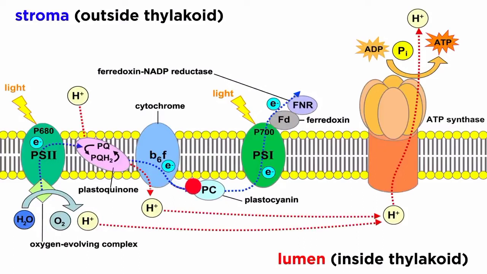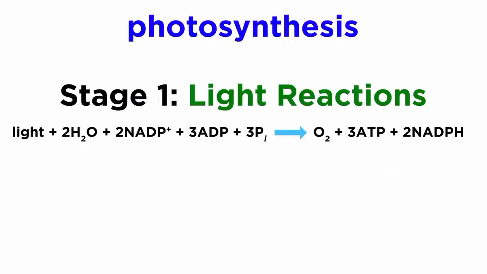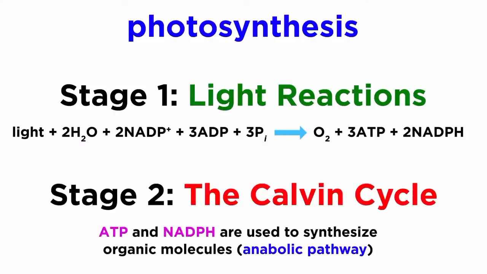So just like in cellular respiration. Now electrons will move through photosystem 1, another electron transport chain, but instead of producing ATP, photosystem 1 will result in the conversion of nicotinamide adenine dinucleotide phosphate, or NADP+, into NADPH. So, the light reactions in the thylakoids, which are summarized by the following equation, require sunlight and water among the reactants and generate oxygen, ATP and NADPH as products.